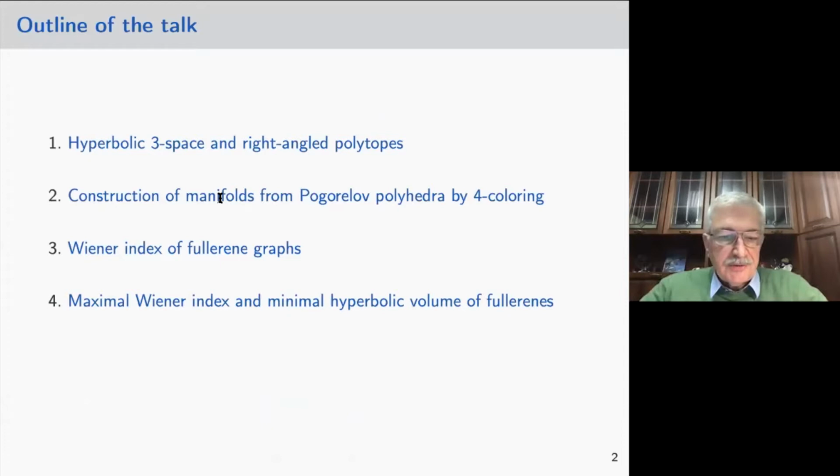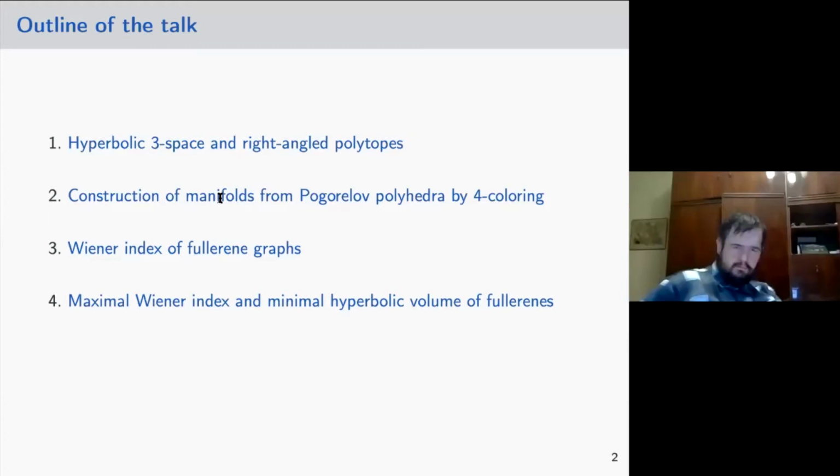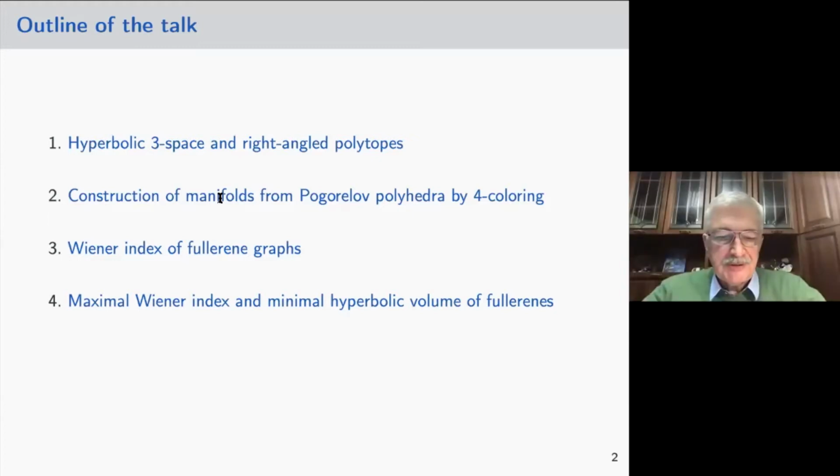After that, I would like to tell how we can use these polytopes to construct three-dimensional manifolds. I will just mention it because it seems interesting, since we use a four-coloring approach, similar to the classical coloring of maps. After that, I would like to tell something about graph theoretical invariants of fullerene graphs, which belong to the class which I consider. And finally, I want to formulate a conjecture about the relation which we found between combinatorics and geometry, and I will tell it at the end of the talk.